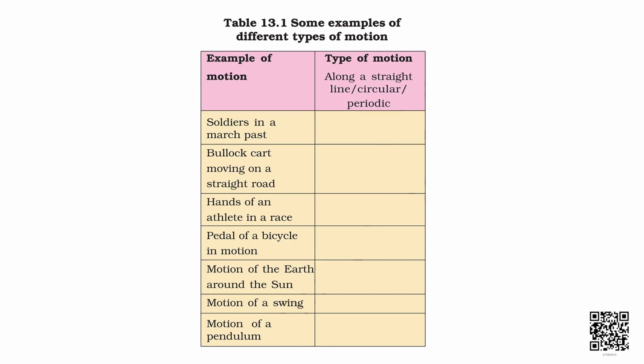The examples of motion, the first one is soldiers in a march past. So students, it is periodic motion. Then bullock cart moving on a straight road. Students, this is straight line motion. I'm sure you can do the rest of them. Let us move forward with our chapter now.